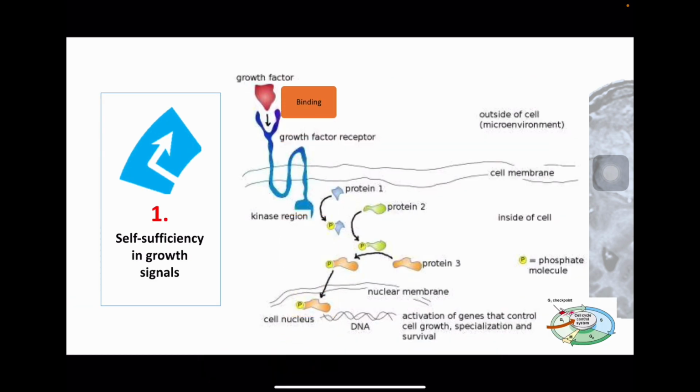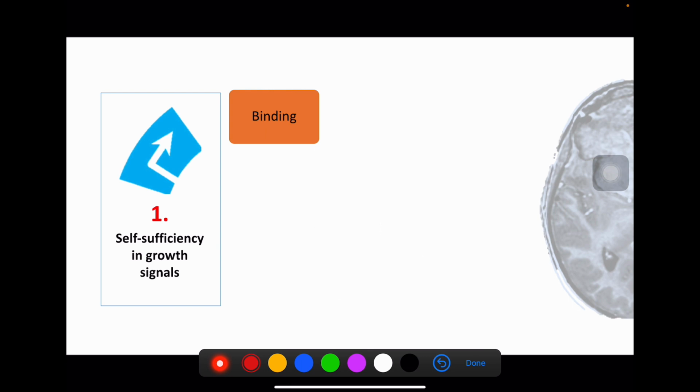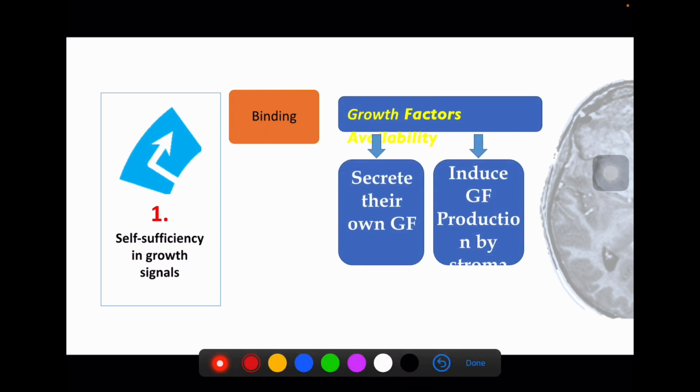Now, if we look closely, you can see this is the binding part, this is the activation part, this is the transmission part, this is the transcription part, and that's the entry part. Now, in the binding part, the problem is the growth factor availability. So what happened with the growth factor? What's abnormal in cancer cells' growth factor? The cancer cells can secrete their own growth factor, number one, or they can induce growth factor production by the stroma.